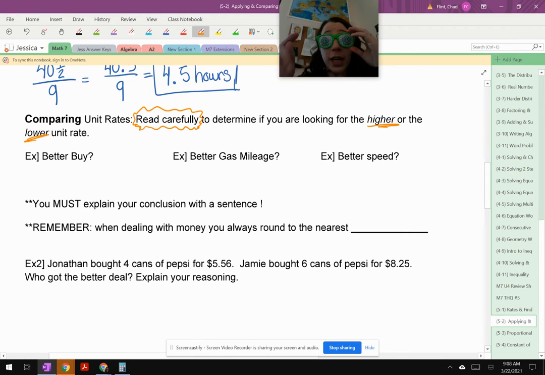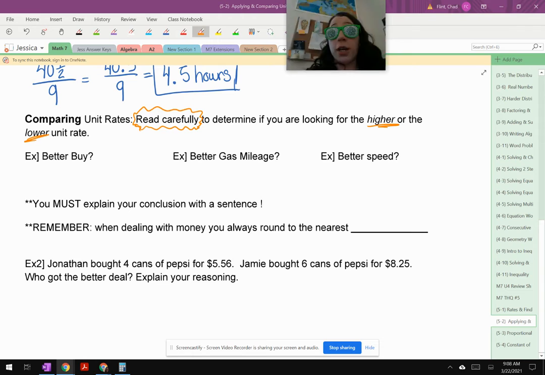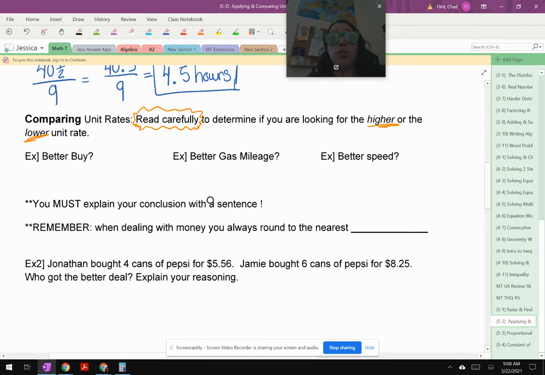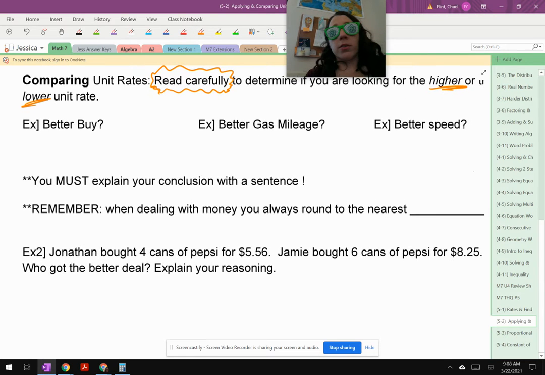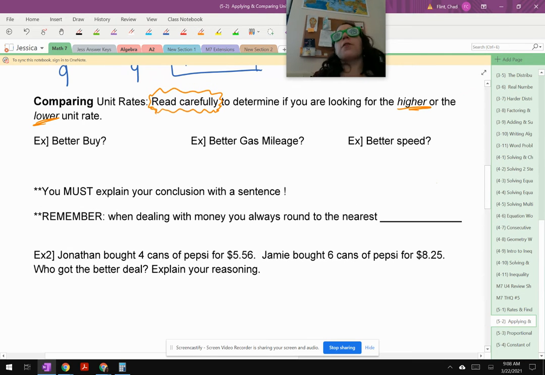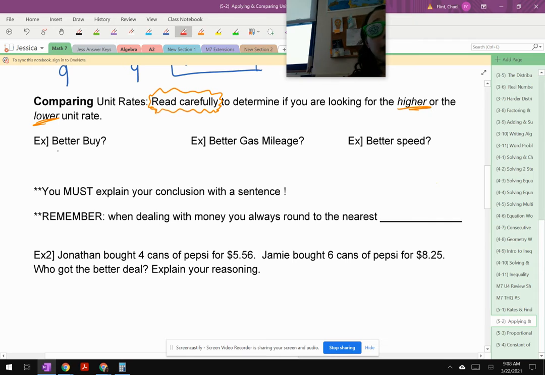And that's going to change based on the type of situation you run into. Some situations it might be better to have a higher unit rate, when others it might be better for a lower. Let's look at some examples. So a better buy. If you're looking for the better price on something, would you want a higher or a lower unit rate? Well, better buy, we want to pay less. So we would want the lower unit rate here.